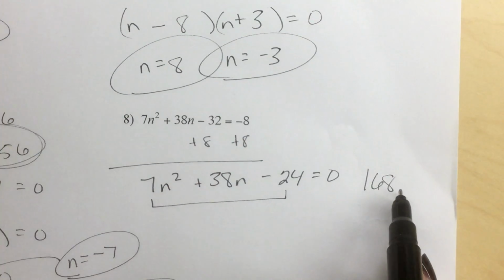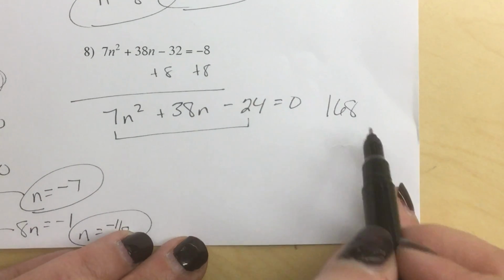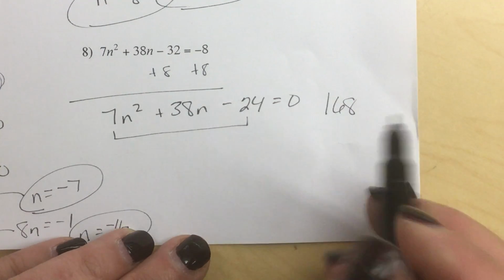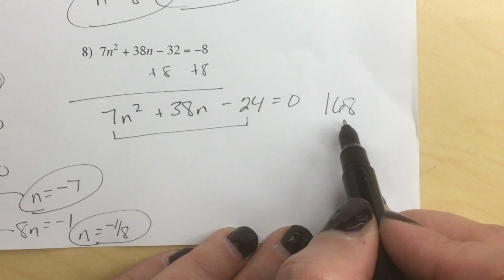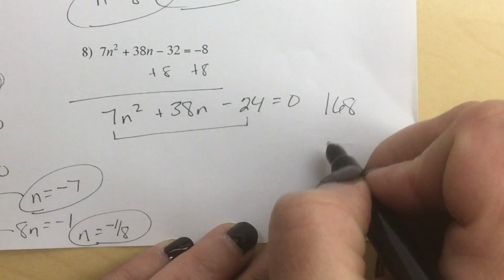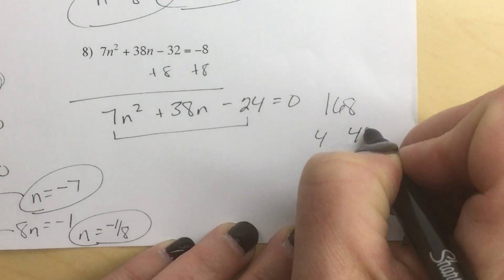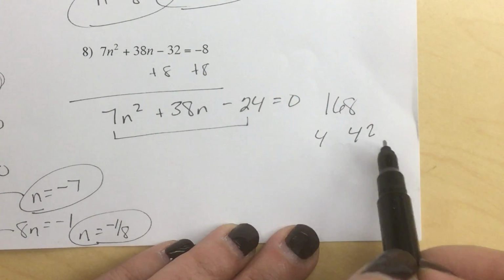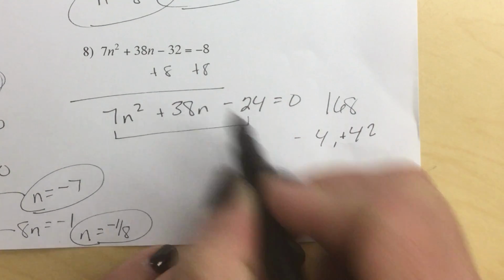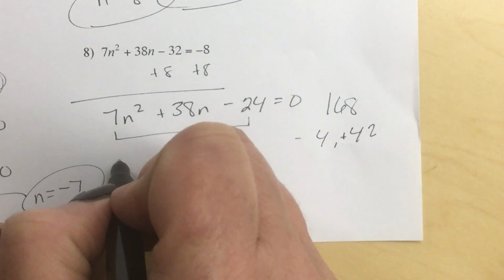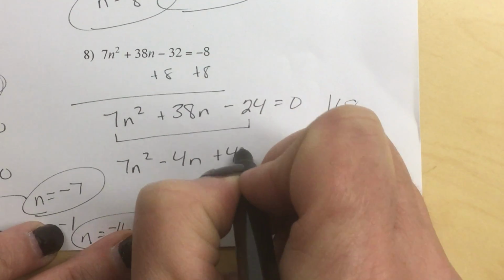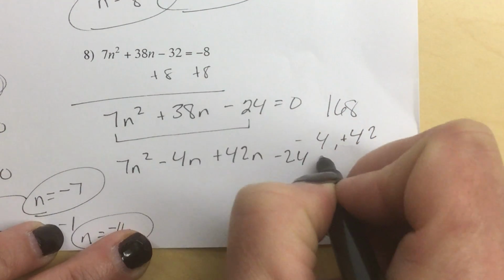Now you're going to need a calculator for this probably. I don't know my times tables up to 168 well enough to, off the top of my head, be able to figure out numbers that subtract to 38. So I'm going to just start dividing. I'm going to take 4 into it because I know 4 goes into 16 and 8. So if I divide by 4, well, and that did it. I'm going to get 4 and 42. Because if I do 168 divided by 4, I get 42. And if I subtract those, if I have a negative 4 and a positive 42, that's going to give me a positive 38. So 7n squared minus 4n plus 42n minus 24 equals 0.